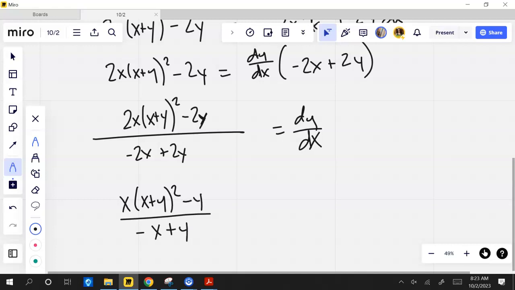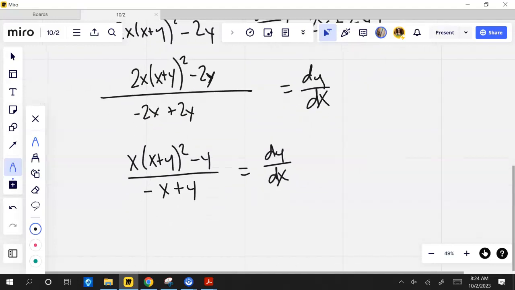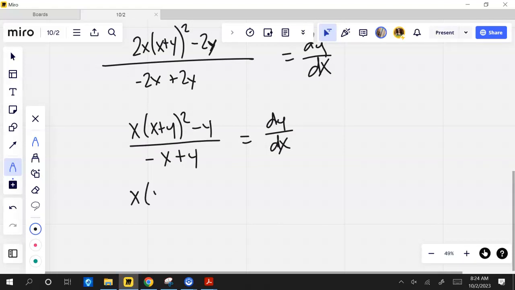So, yes and no. The reason being, if you're on a multiple choice part, you have to be able to rework it. But if you're in an FRQ type thing, which is where you probably see this problem, you could leave it there. If I multiplied it out, I'd have x squared plus 2xy plus y squared minus y.